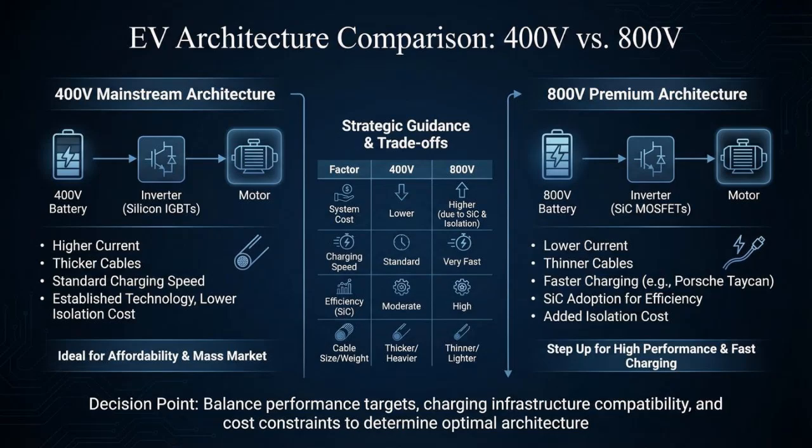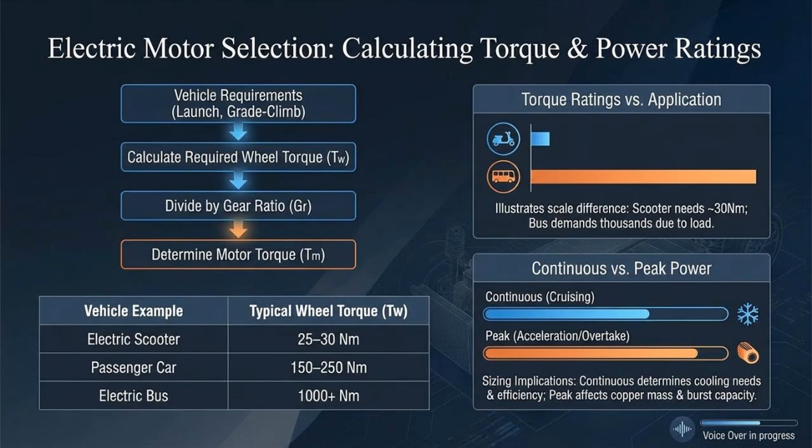We compare the common 400 volt EV system with the newer 800 volt setups. Moving to 800 volts means lower current, thinner cables, and much faster charging, and it often uses silicon carbide electronics. But it also adds cost because insulation and components must handle higher voltage. So we learn when it makes sense to upgrade for performance, and when sticking to 400 volts keeps the vehicle affordable.